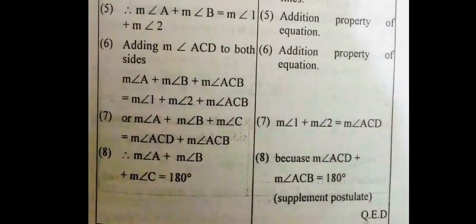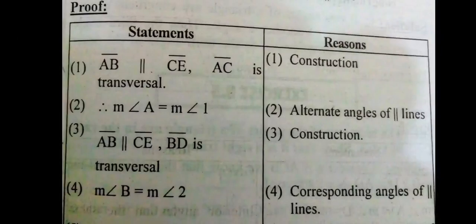Now move towards the fifth statement. Therefore, measure of angle A plus measure of angle B equals measure of angle 1 plus measure of angle 2, in which we have, in the above statements, proved these four angles. Measure of angle 1 equals measure of angle 1, measure of angle A equals measure of angle 1. So now we are combining statement number 2 and statement number 4 together.